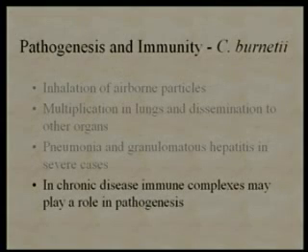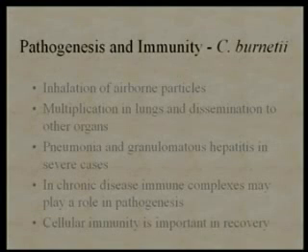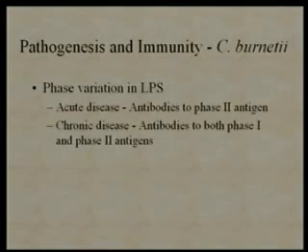Now, there's a chronic form of this disease. And in the chronic form of the disease, immune complexes also play a role. And obviously, cellular immunity is going to be important for recovery. These are intracellular pathogens. Okay? Now, this organism undergoes phase variation in its LPS. Again, remember, phase variation is this ability to shift antigenic types as a way of evading the immune system. And this one undergoes phase variation in its LPS.